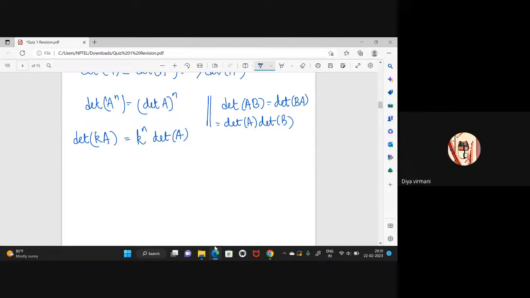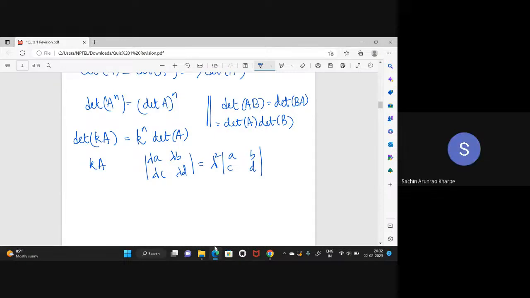Ma'am, what if it's not mentioned that K is being multiplied with only one row or one column? See, what is KA? KA means every entry is being multiplied with K, right? So every row gets multiplied by K, every column gets multiplied by K. We know that determinant of A, B, lambda C, lambda D is equal to lambda times determinant of A, B, C, D, right? Whenever there is a common element in a row or column, you can take it out. So you can take one lambda out, and that's how you get K power n, because every element is being multiplied by that scalar.